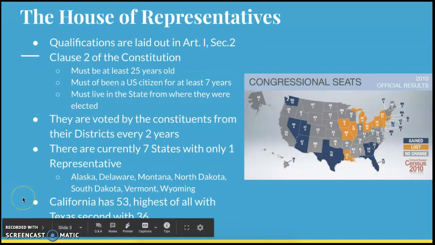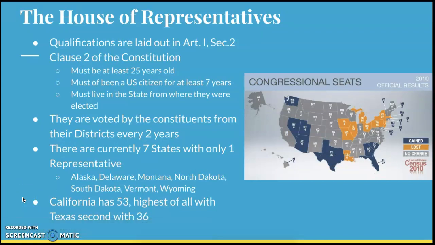So, the House of Representatives. The qualifications are laid out in Article 1, Section 2, Clause 2 of the Constitution, and the requirements are pretty simple. You must be 25 years old, must be a U.S. citizen for at least 7 years, and must live in the state from where you are trying to be elected. So you cannot be living in Arizona, but run for the House of Representatives here in California. You have to live in the area where you are trying to be voted into.